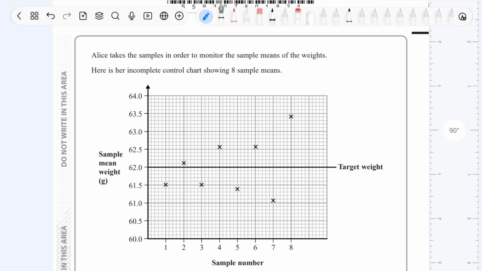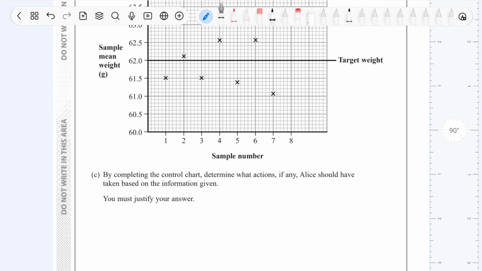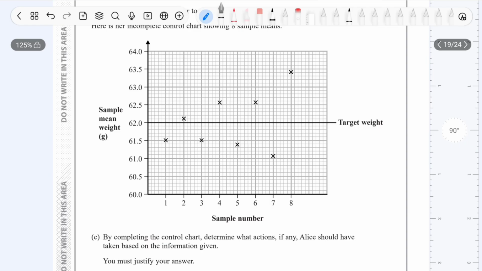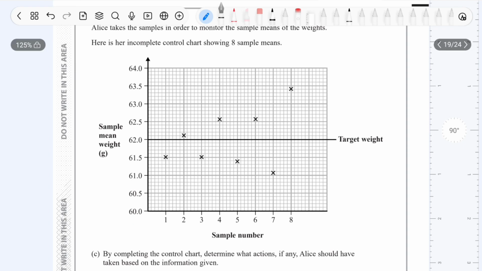Alice takes the samples in order to monitor the sample means of the weights. Here is her incomplete control chart showing 8 sample means. Part C tells us, by completing the control chart, determine what actions, if any, Alice should have taken based on the information given. You must justify your answer. Okay, so the only incomplete information here is that it seems all the sample numbers have been given to us. Sometimes they like to ask us to fill one in and plot it on the graph. However, we don't have to do that here.